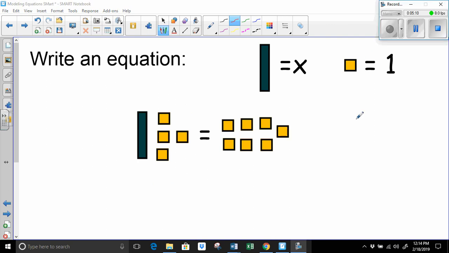For our next problem, it wants us to write an equation again. We have the same key, 1 bar equals x and 1 square equals a single unit. If we look here, we have 1 bar, so that means we would have 1 single x. And there's 1, 2, 3, 4 single units attached, so they added 4 single units to it. Equals, and on the right-hand side we have 1, 2, 3, 4, 5, 6, 7 units. So our equation for this would be x plus 4 equals 7 units.